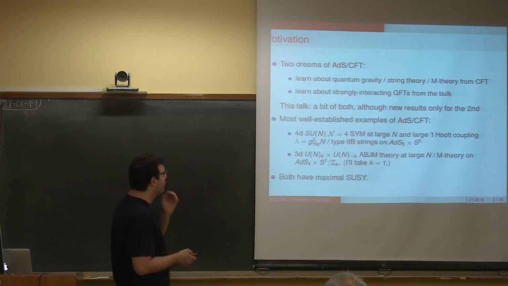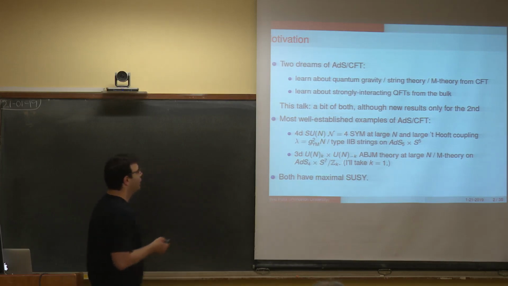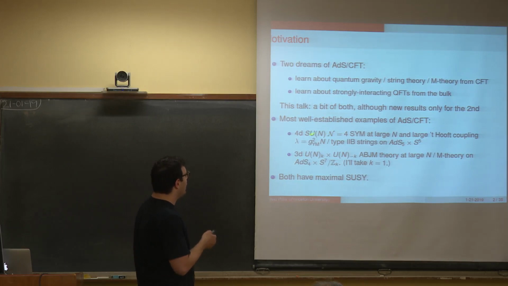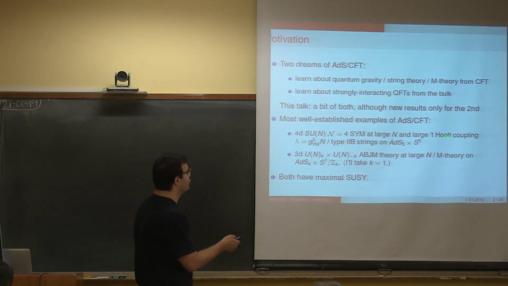The examples of AdS/CFT that I'll focus on are these two, perhaps the more well-established ones. The duality between 4D N=4 super Yang-Mills theory with gauge group SU(N) at large N and large 't Hooft coupling is dual to type IIB string theory on AdS5 times S5.